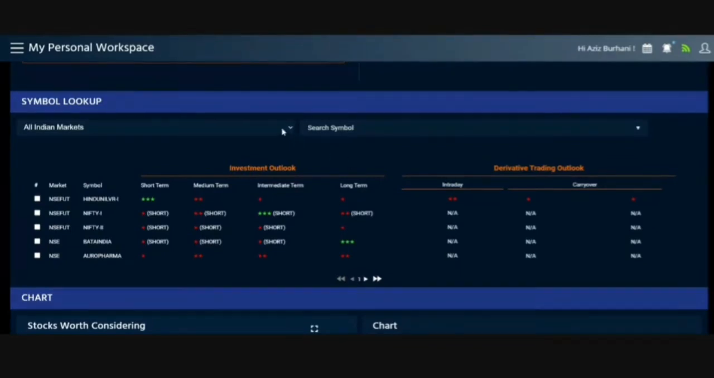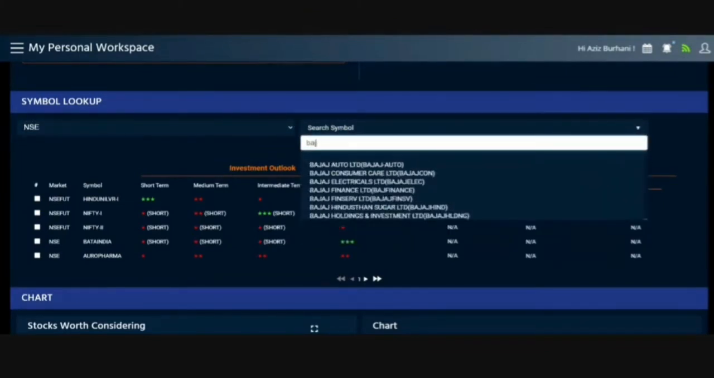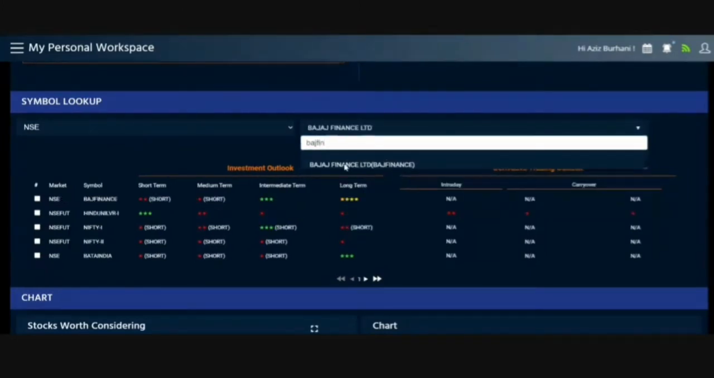So all you have to do is select the market, select NSE, and select the stock from here. Type the stock, let's say Bajaj Finance, and you select Bajaj Finance. It gives you the star rating for short term, medium term, intermediate term, long term, intraday and carryover. Of course, we have selected NSE, so you will not get intraday and carryover. There are a few NSE futures stocks here which are showing NA for intraday and carryover. I will explain what it is and why it is so.